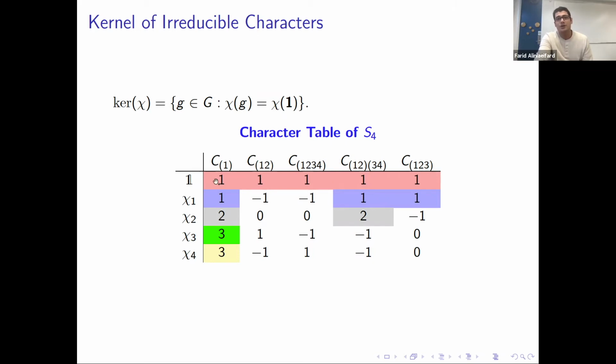And the red ones are in the kernel of 1, and the kernel of each one is distinguished by a color.